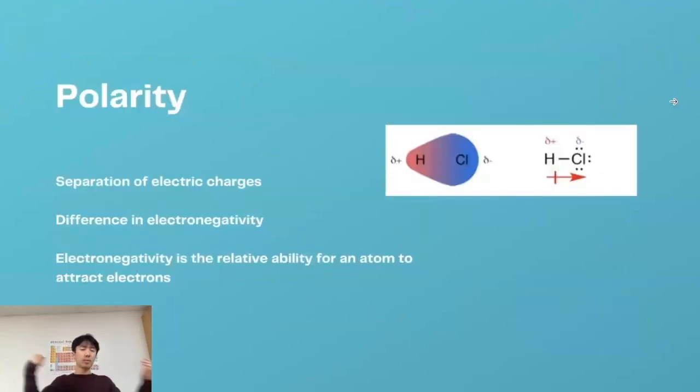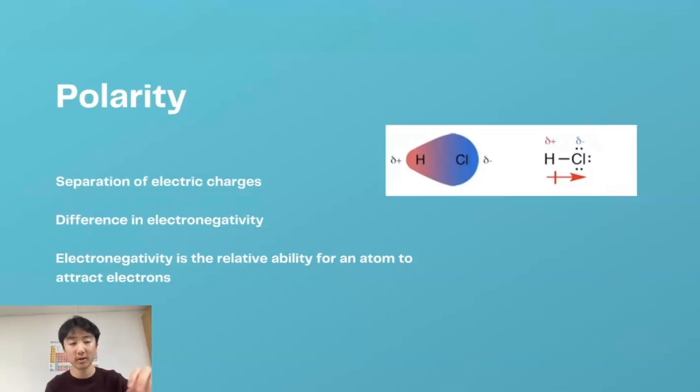Last but not least, we're going to talk about polarity. Now, polarity is the separation of electric charges, right? In short, in a condensed form, polarity is the difference in electronegativity. Now, if you forgot, electronegativity is the relative ability for an atom to attract electrons. Essentially, each atom has a tendency to gain an electron, but some atoms have greater ability to gain an electron and become more stable, right?